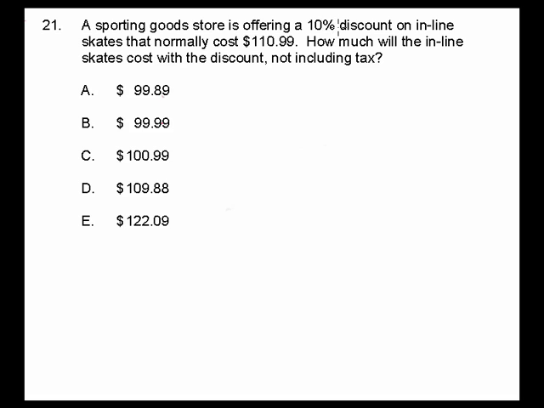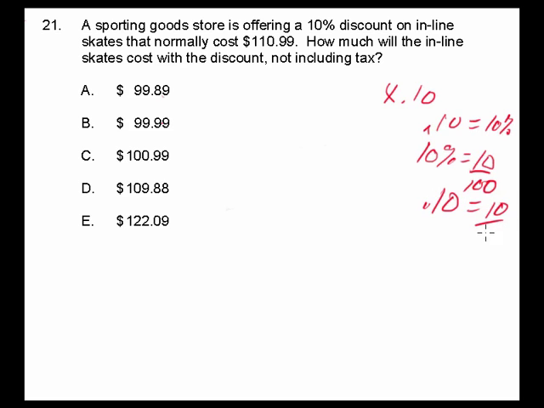Look, if you're getting 10% off, since you know that you're multiplying by 0.10, right? You're multiplying this by 0.10 to get the 10% off. Remember, 0.10 equals 10%, right? 10% also equals 10 over 100. Okay, all of that is equivalent.